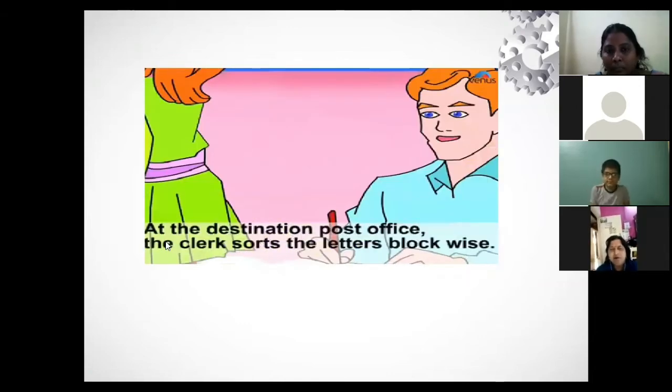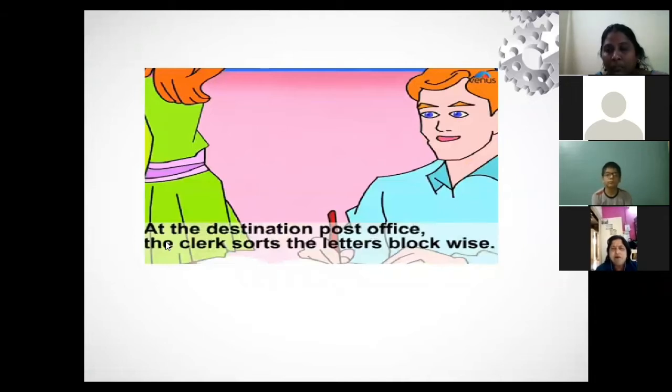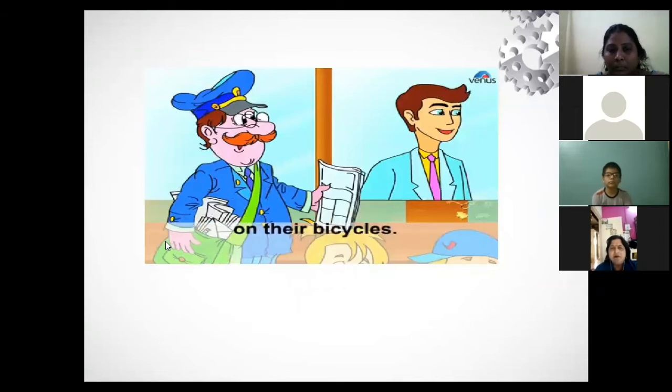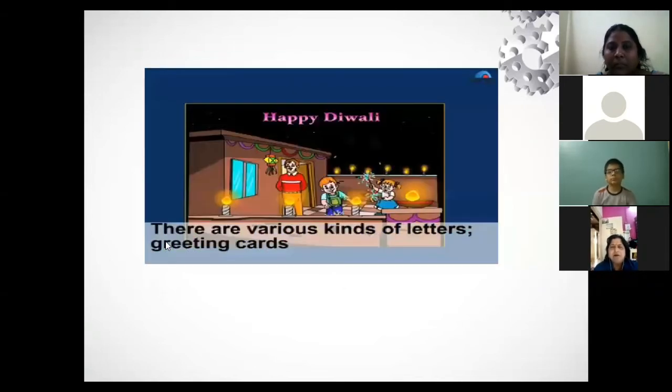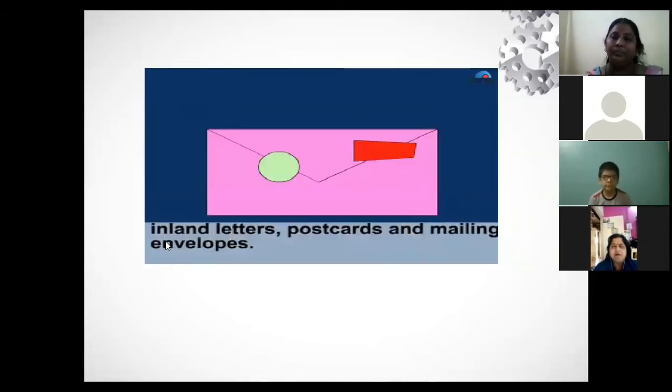At the destination post office, the clerk sorts the letters clockwise. Different postmen take the letters and deliver them on their bicycles. There are various kinds of letters: greeting cards, inland letters, postcards, and mailing envelopes.